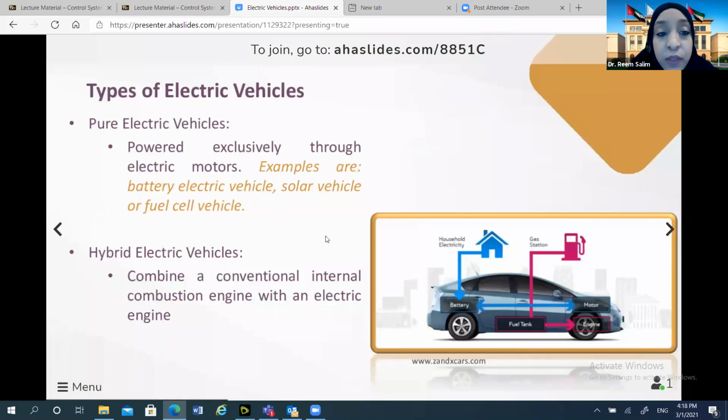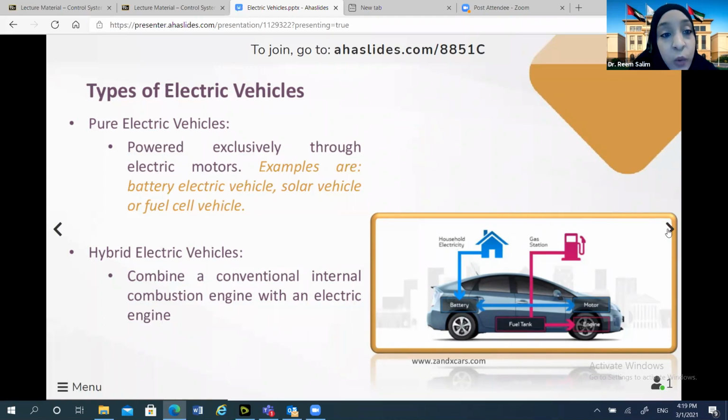And the other type, pure electric vehicles, they actually use pure electrical energy, so they don't have any combustion engines available in them. And basically they can be powered by fuel cells, they can be powered through battery banks, they can have solar panels, so they can have multiple energy sources, one or multiple energy sources that are pure electrical sources, and they don't have any fossil fuel engines in them.